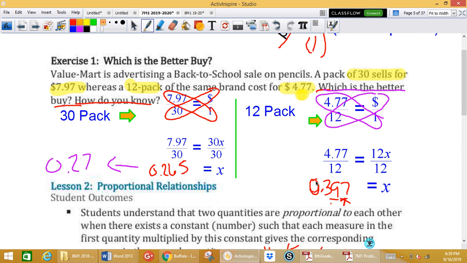And I wind up with 0.397. So the 9 is what we're going to need to round, and the 7 is telling us to round it up. So then my new price is going to be 0.40. So 40 cents. So the 30 pack is the better buy.